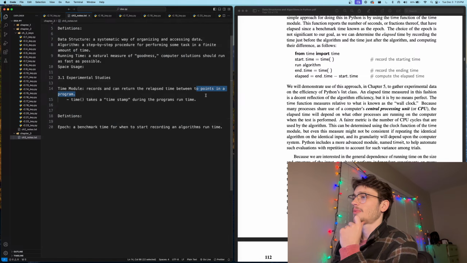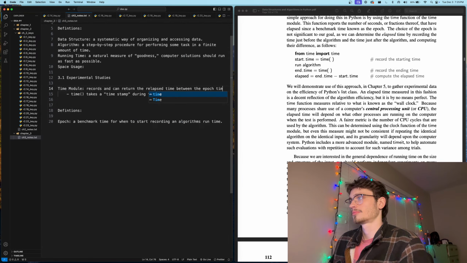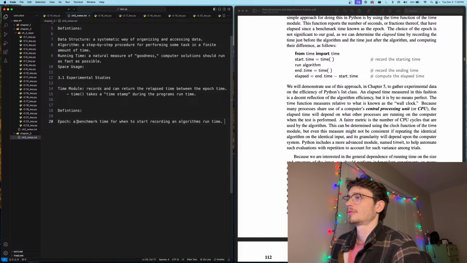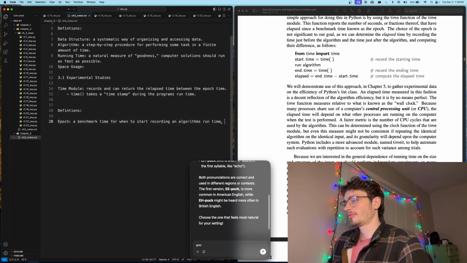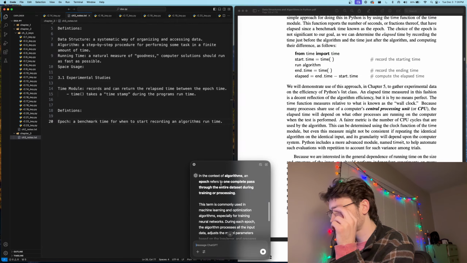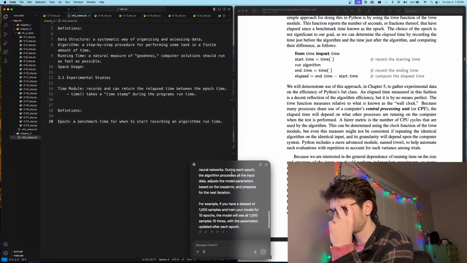So between the epoch time, right? Give me a definition in terms of algorithms. In the context of algorithms, epoch refers to one complete pass through an entire dataset during training or processing. This term is commonly used in machine learning and optimization algorithms, especially for training neural networks. Okay, we don't want to get into that.